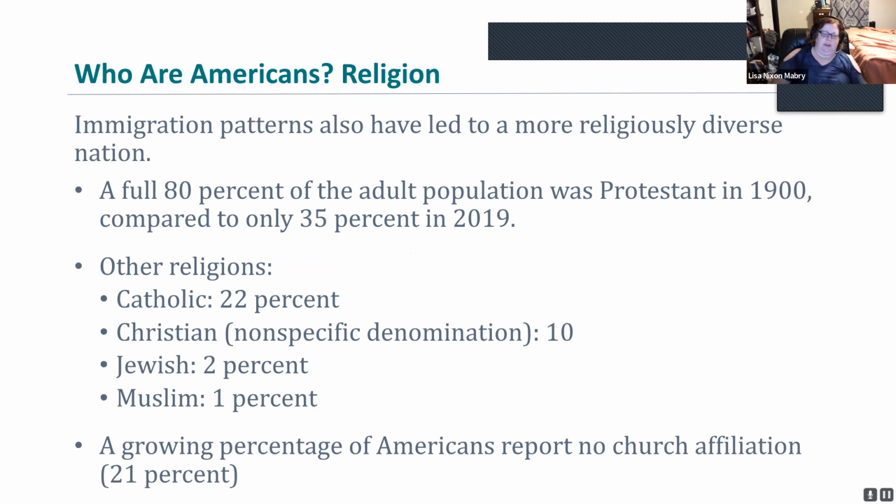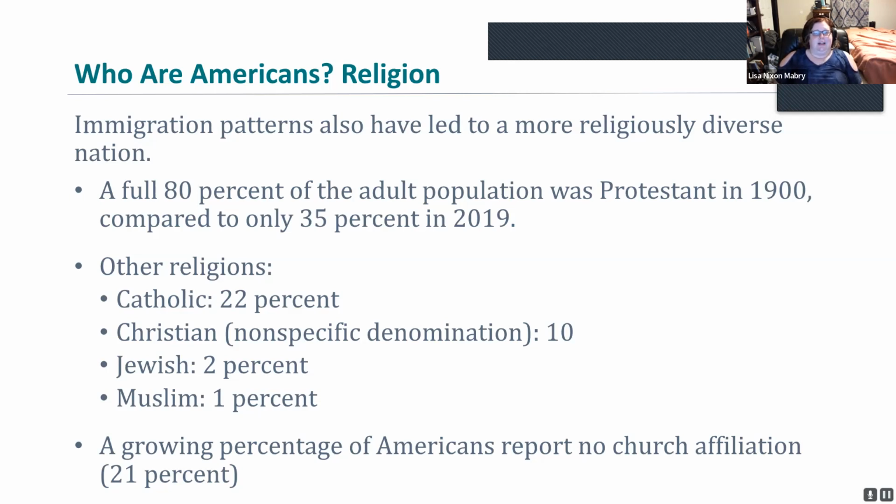The next one that your book talks about is religion. So we have a much larger religiously diverse society than we used to have. In 1900, 80% of the population was Protestant. Only 35% are now that way in 2019. 22% are Catholic. 10% consider themselves to be non-denominational Christian, 2% Jewish, 1% Muslim. And we're at 21% of people who are like, none of the above. I do not associate with a religion.